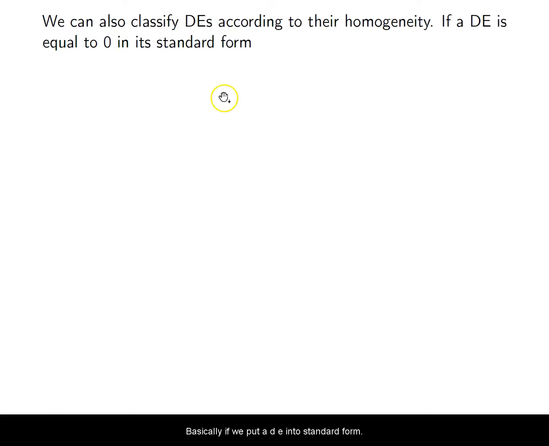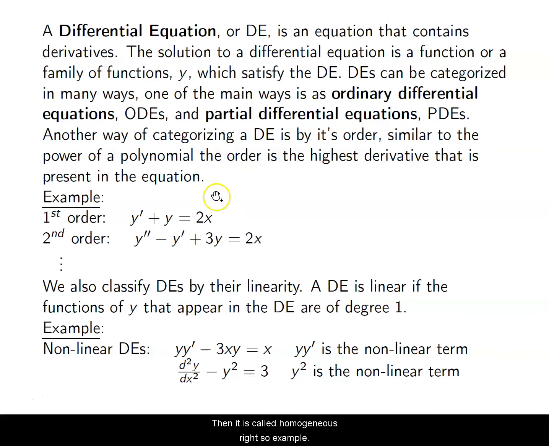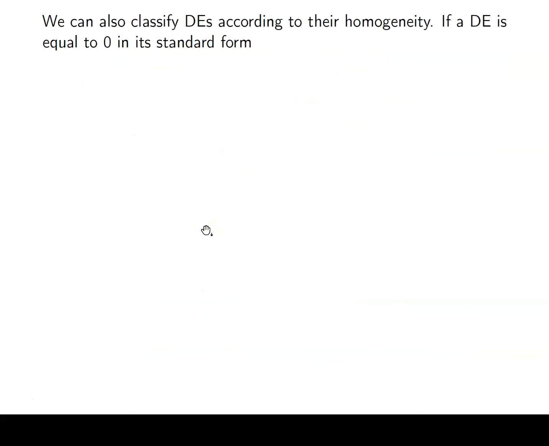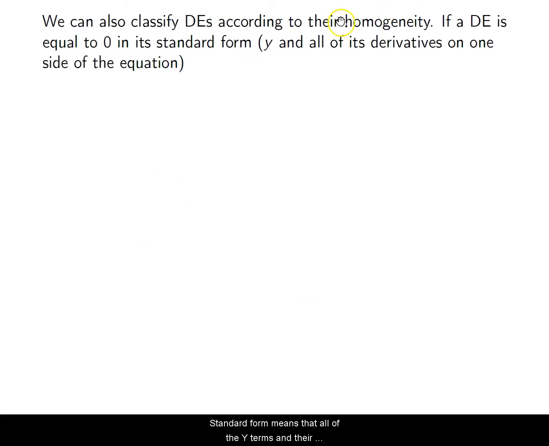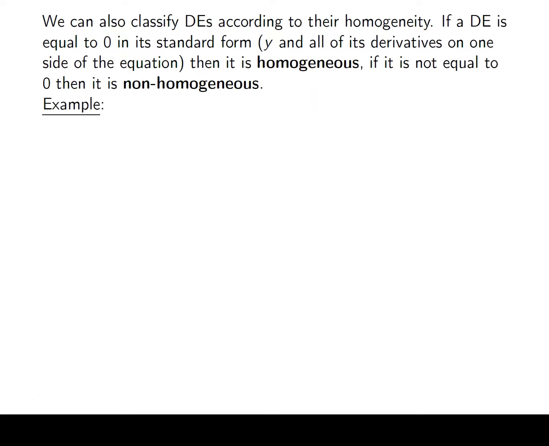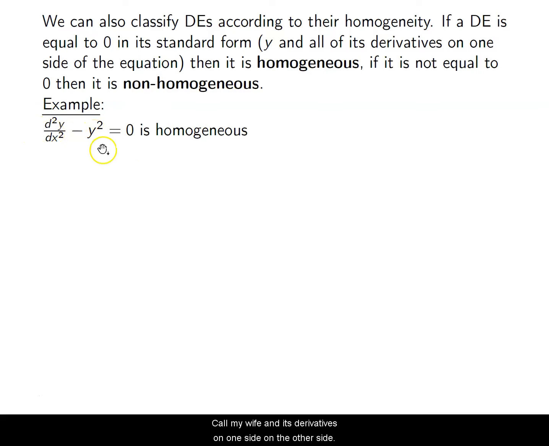Basically, if we put a DE into standard form and it's equal to 0, then it is called homogeneous, right? Standard form means that all of the y terms and their derivatives are on one side of the equation. If it is not homogeneous, then it's called non-homogeneous. So here I have my DE, it's in standard form. All of my y's and its derivatives are on one side. On the other side, I'm left with 0. That means that it is homogeneous.